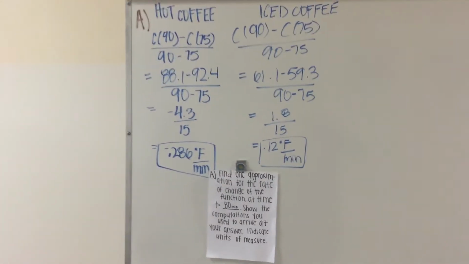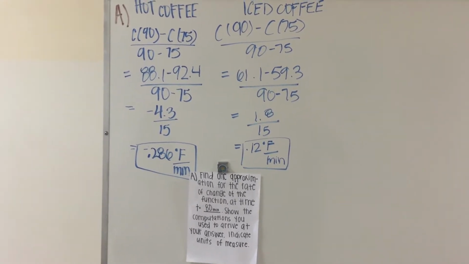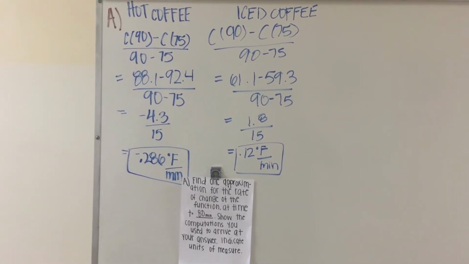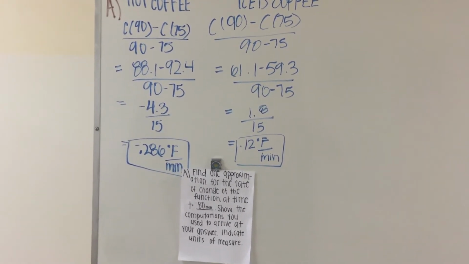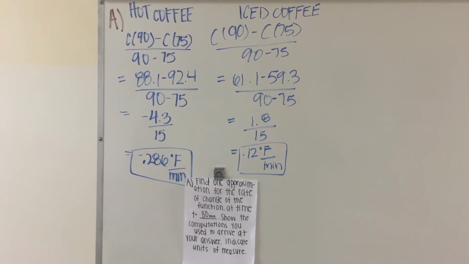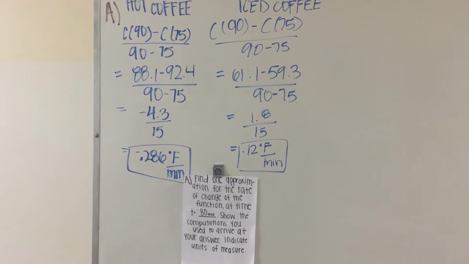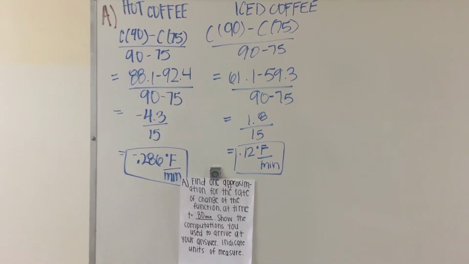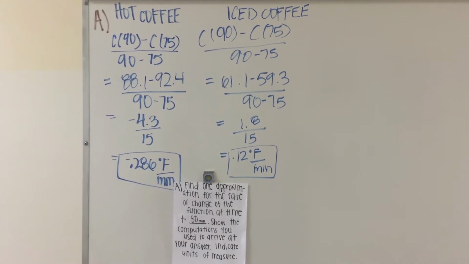Since we're finding the approximation for the rate of change at time t equals 80 minutes, and 80 minutes is not on the actual table, we have to get two temperatures that are above and below so that we might find the closest approximation. So according to our results for the hot coffee, the rate of change of the temperature at time t equals 80 minutes would be negative 0.286 degrees Fahrenheit per minute. For the iced coffee, the rate of change for the time t equals 80 minutes would be 0.12 degrees Fahrenheit per minute.